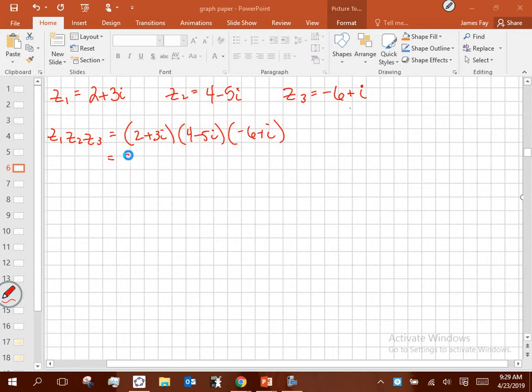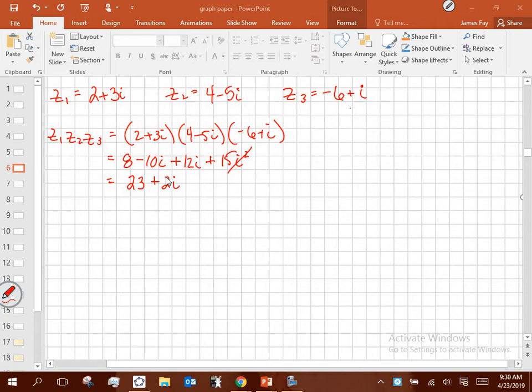So 2 times 4 would give me 8. 2 times negative 5i will give me negative 10i. I'm going to get 12i, and then negative 15i squared. And this is, more often than not, what happens: you get 8 plus 15, so it gives me 23, plus then 2i, right? So in the last example, we were left with just the b part.